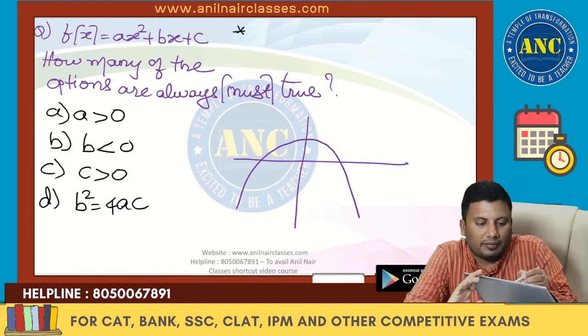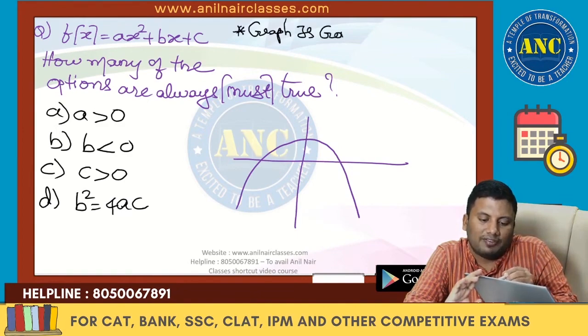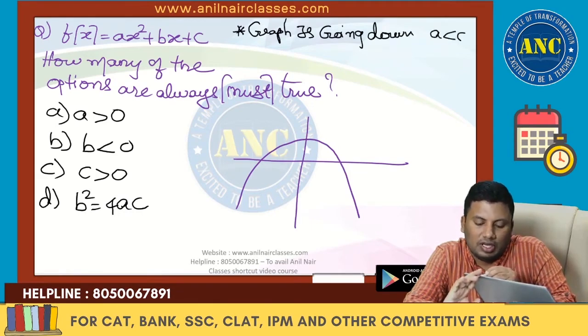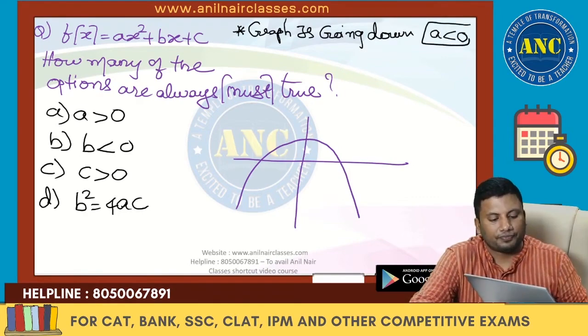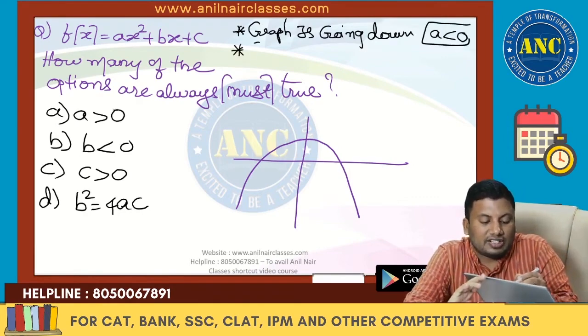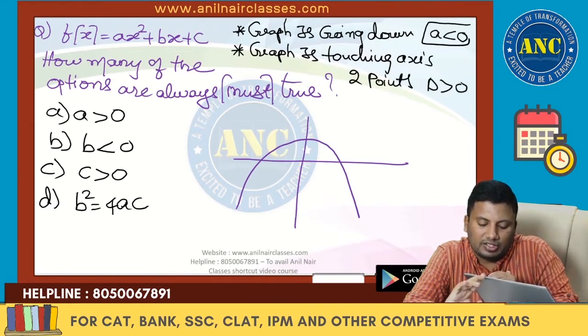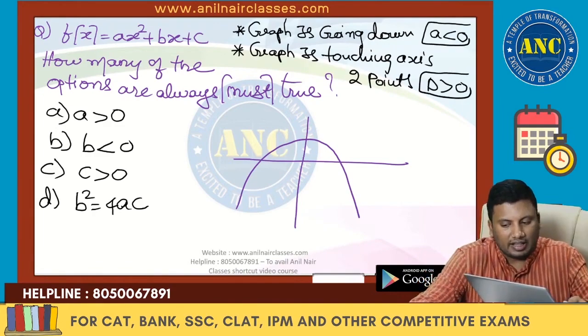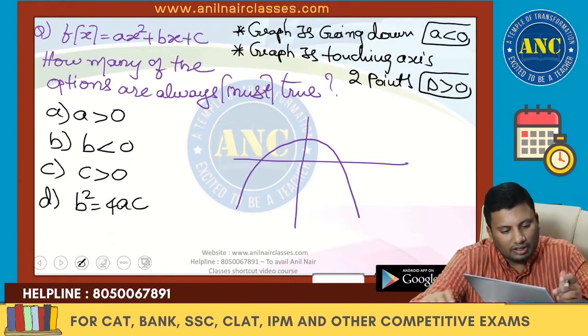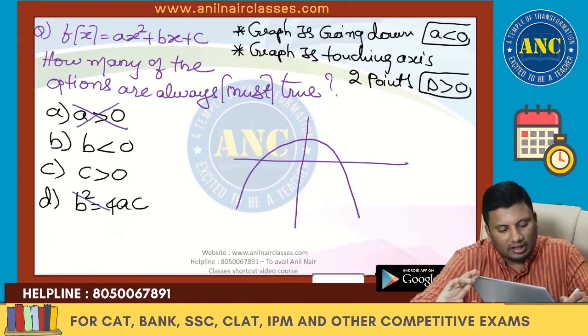First key point, the graph is going downwards. If the graph is going downwards, a will be less than 0. The graph is touching the axis at 2 points, so D will be greater than 0. So which all are out? This is out and this is out.